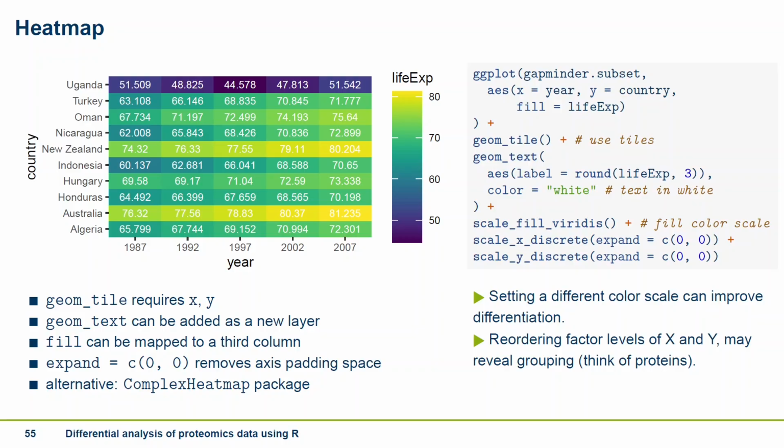But there are also alternatives. For example, I like to use the ComplexHeatmap package for heat maps, which allows you to really have a lot of settings. It's really customizable, and you can also add dendrograms from clustering and so on without any problem.